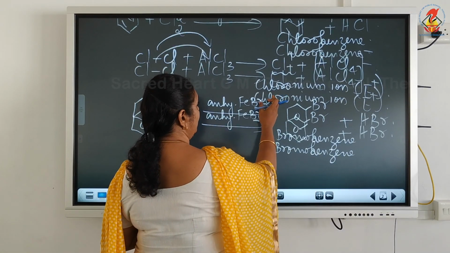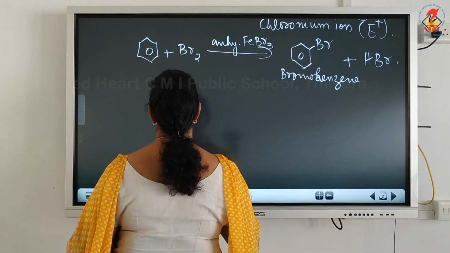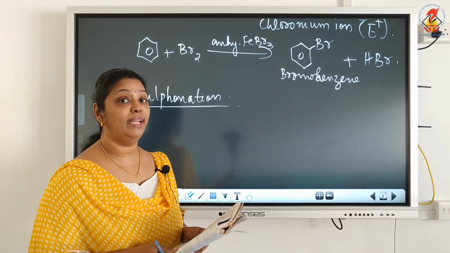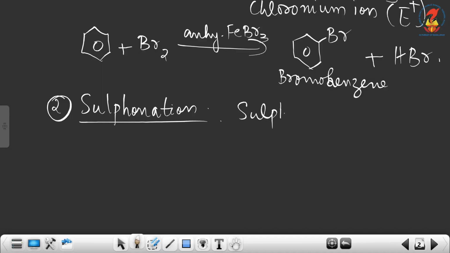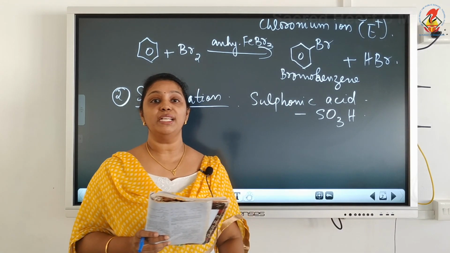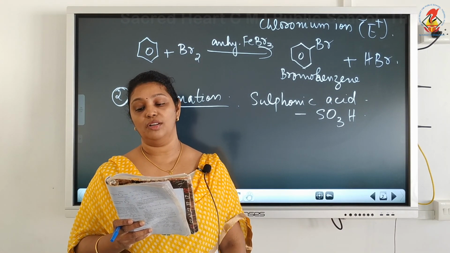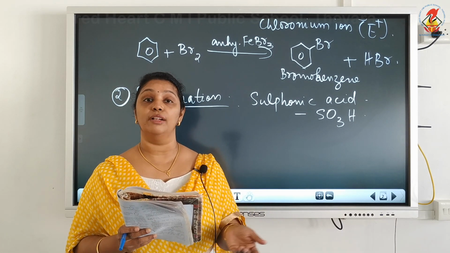Now the second electrophilic substitution reaction is sulfonation. In sulfonation the electrophile is the sulfonic acid group. Which is the sulfonic acid group? It is SO3H. This is sulfonic acid. So what is sulfonation? The replacement of a hydrogen atom in a ring by a sulfonic acid group is called sulfonation. Now how is sulfonation done?